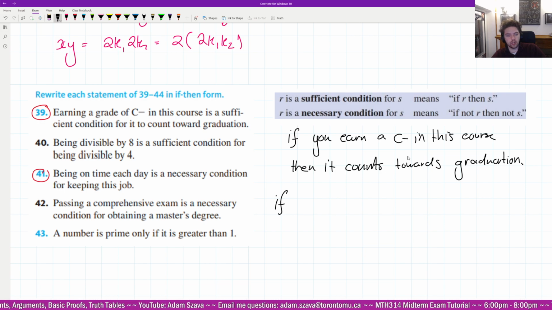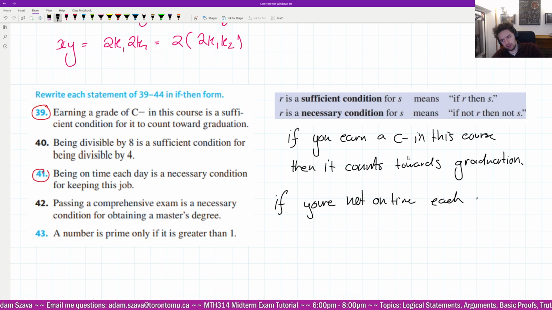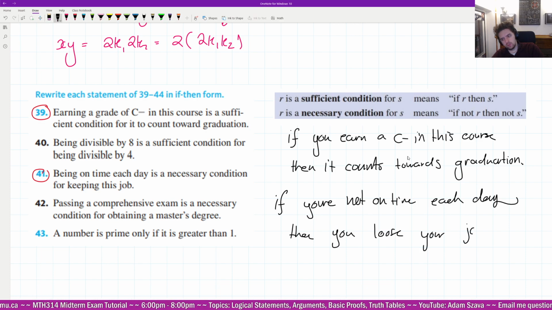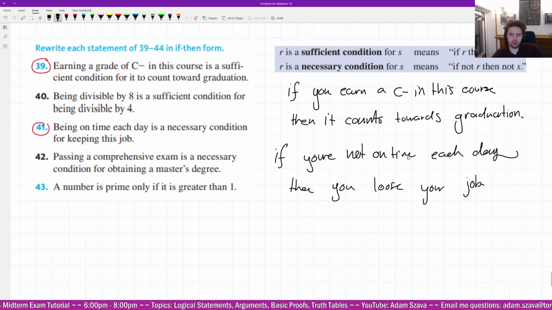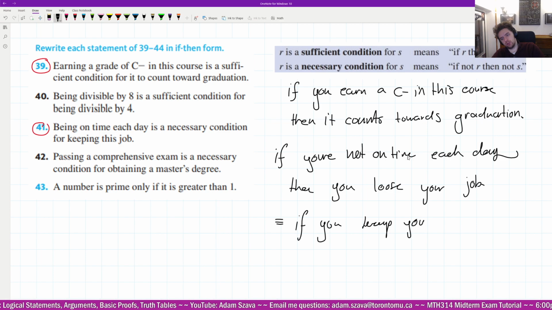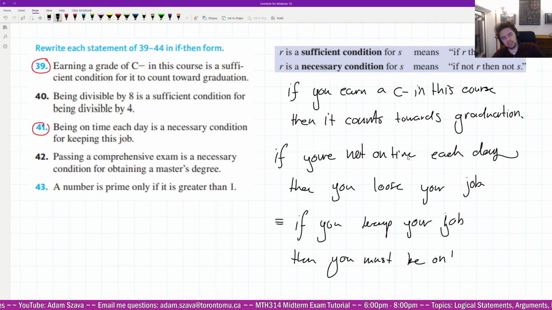So if you're not on time each day, then you lose your job. But if you keep your job, another equivalent way of exactly saying this, which is probably how I would say it, if you keep your job, then you must be on time each day. Right?